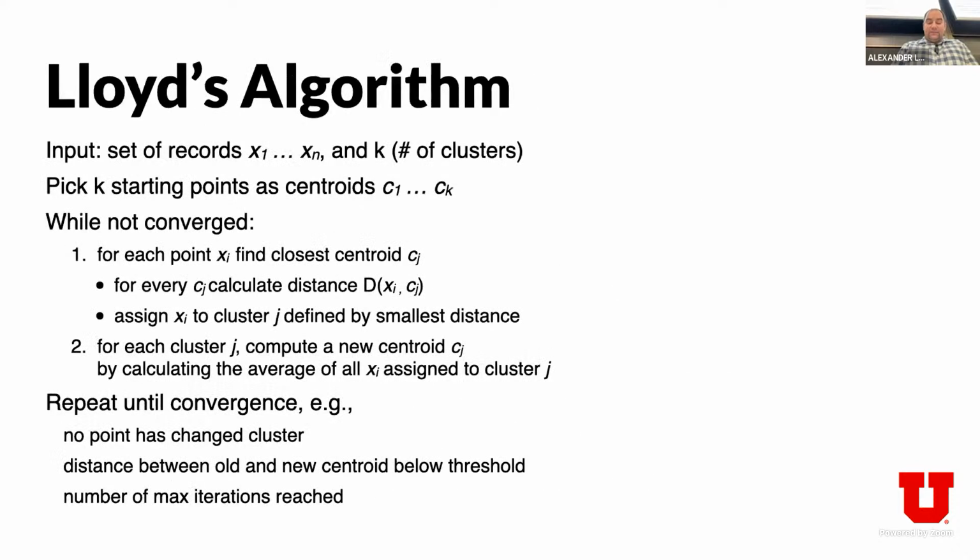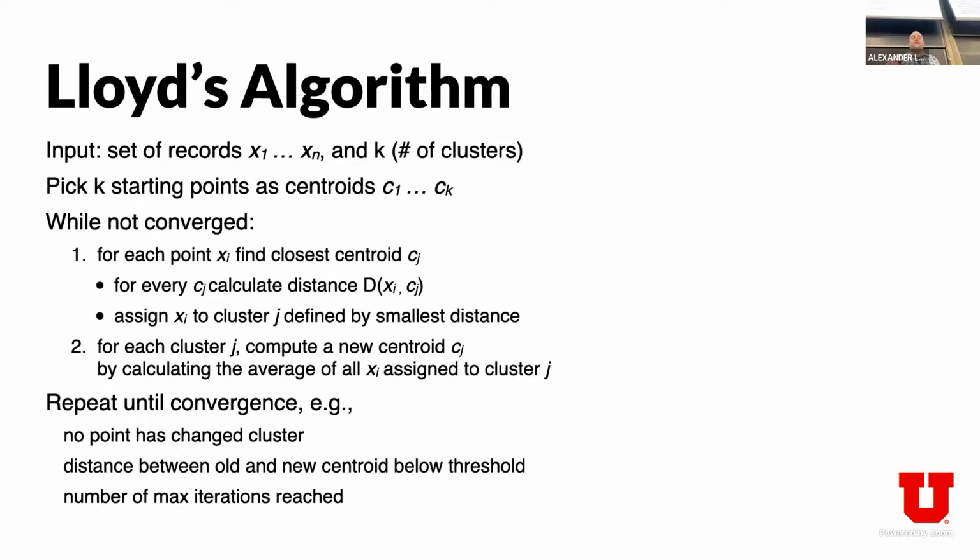The problem here is that, of course, this isn't easy to do, and so we have some heuristic algorithms. The standard implementation for Kmeans is Lloyd's algorithm. You have as input a set of records from x1 to xn and the k. The k is given by the user. That k is the number of clusters. This is where the name comes from, right? Kmeans. So you pick the k starting points as centroids.